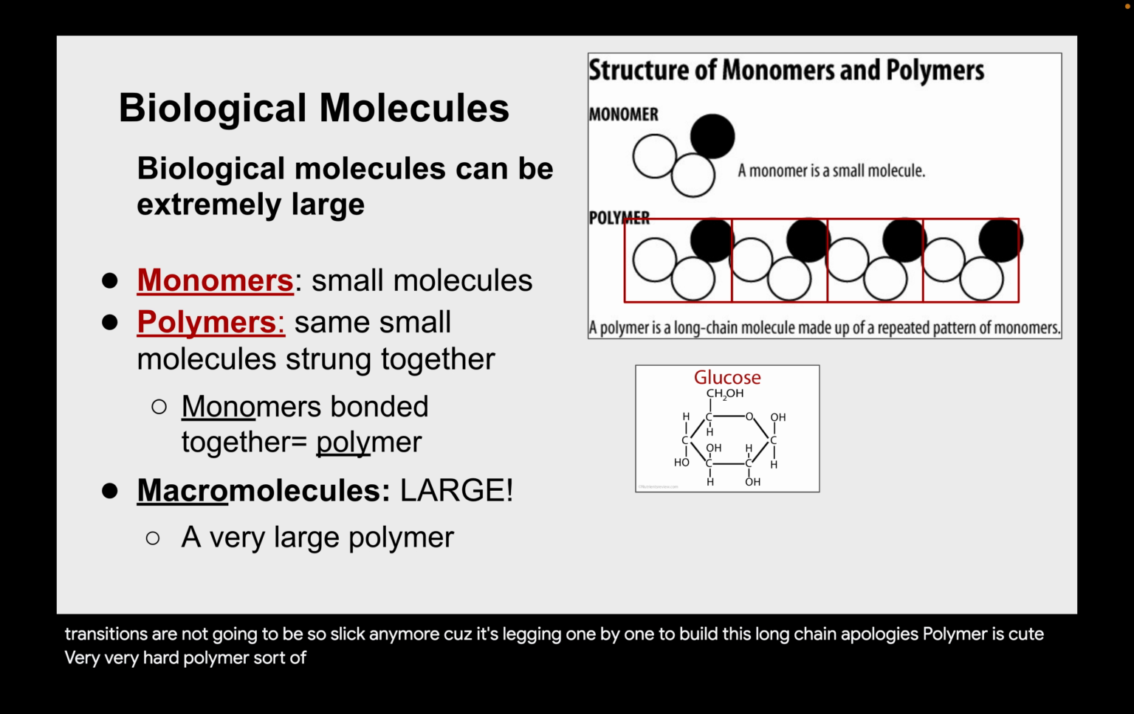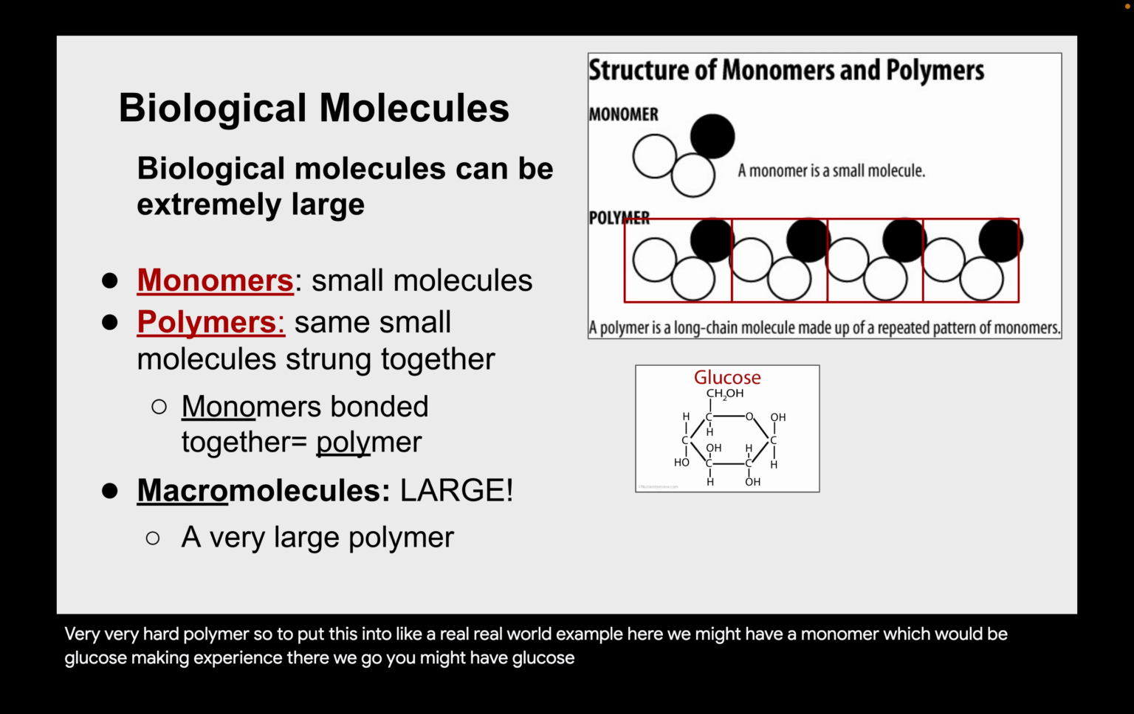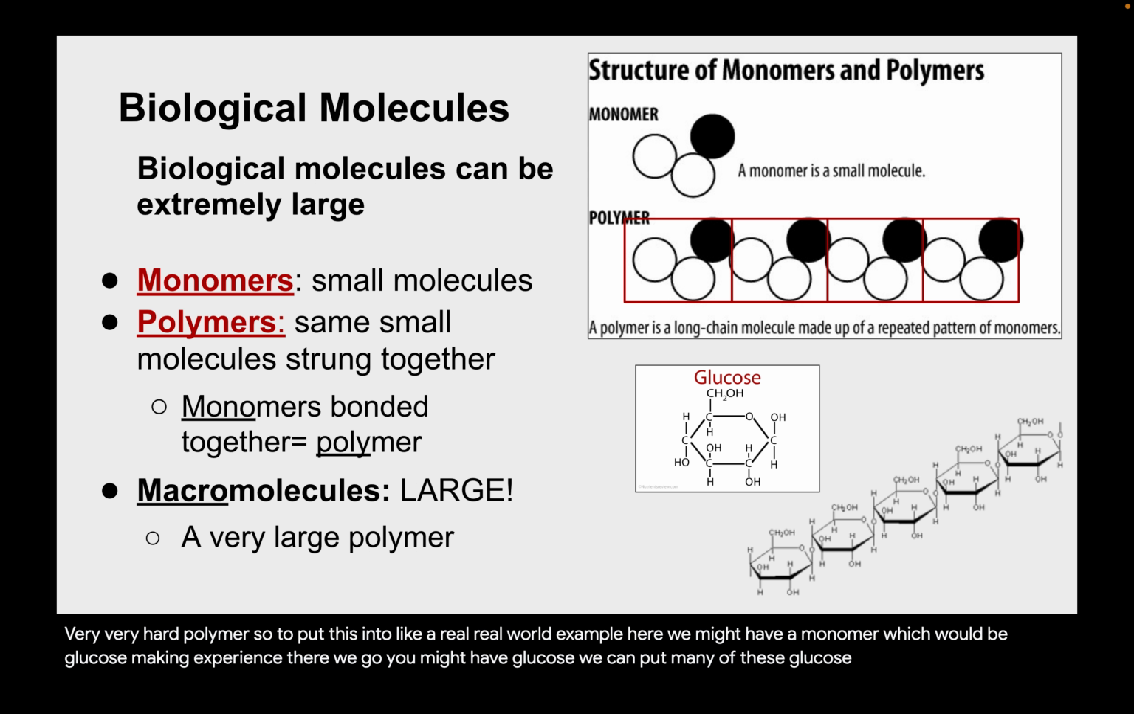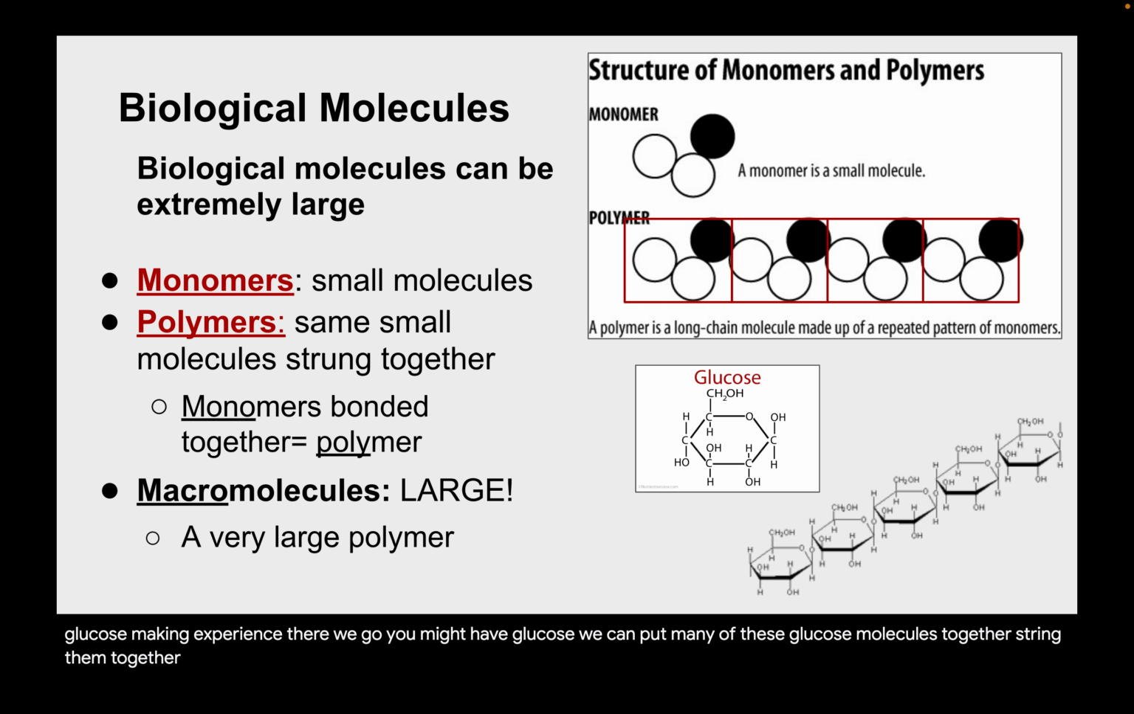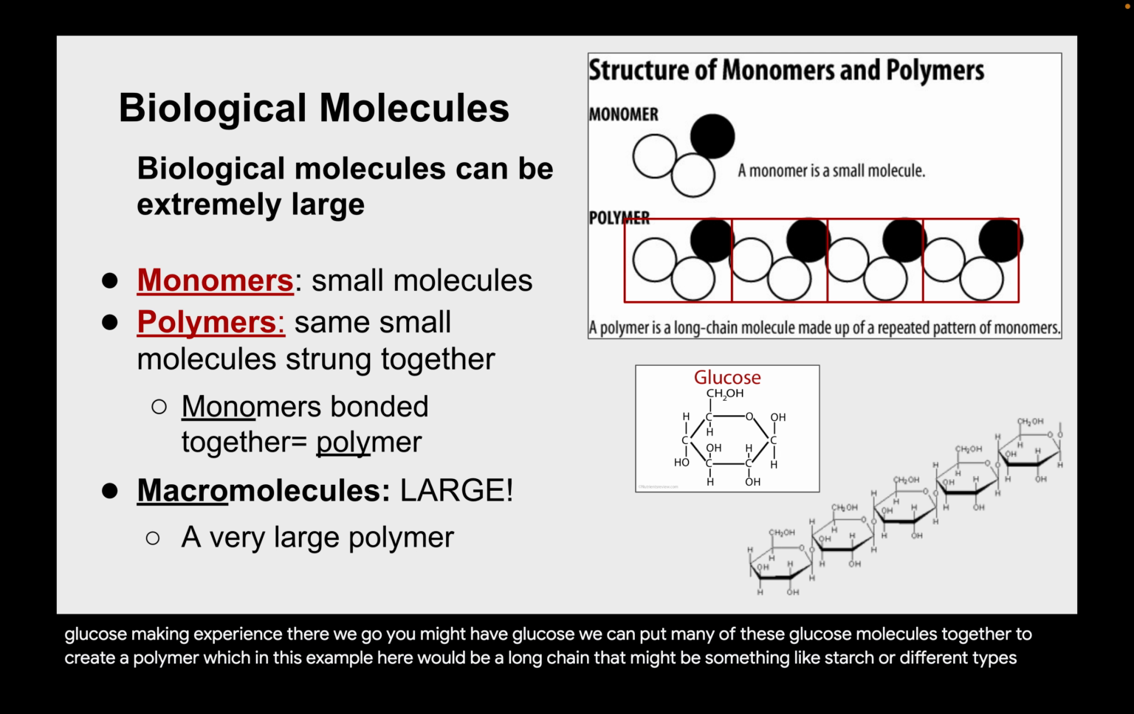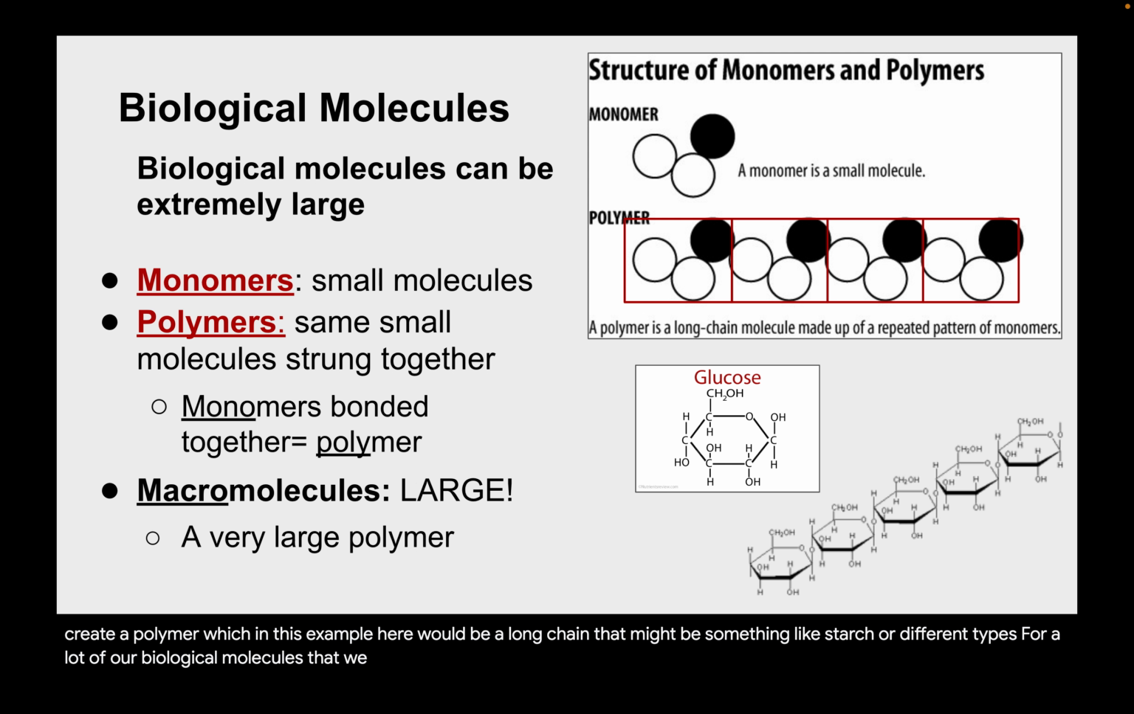To put this into a real world example, we might have a monomer, which would be glucose. We can put many of these glucose molecules together, string them together to create a polymer, which in this example would be a long chain that might be something like starch or different fibers. We're going to see this for a lot of the biological molecules that we will talk about.